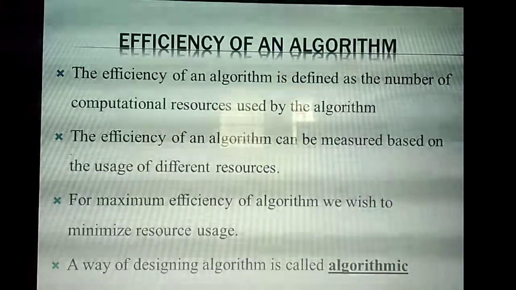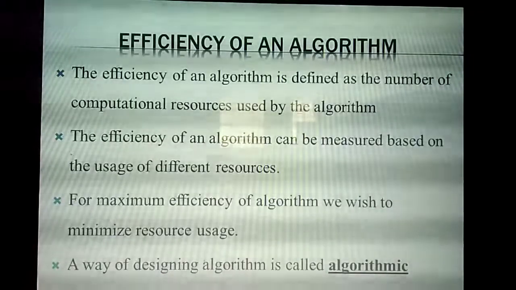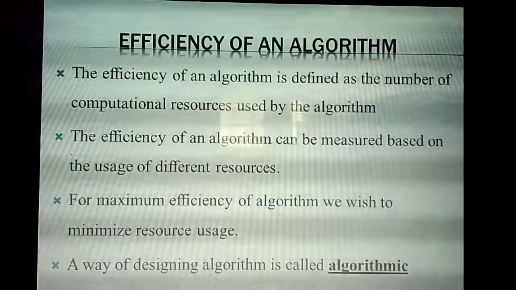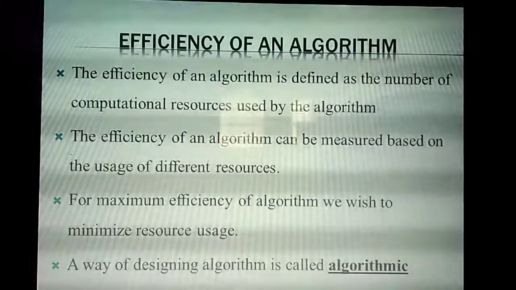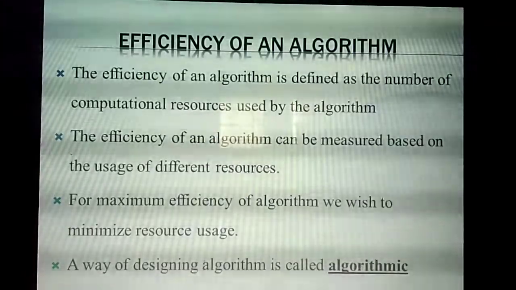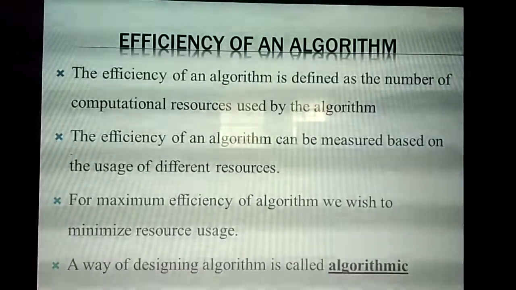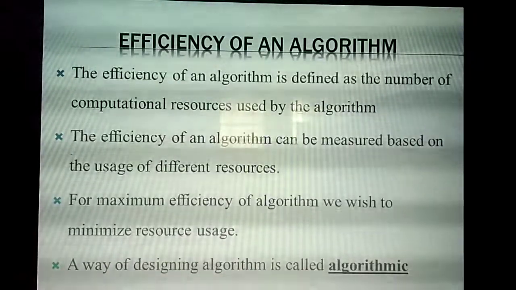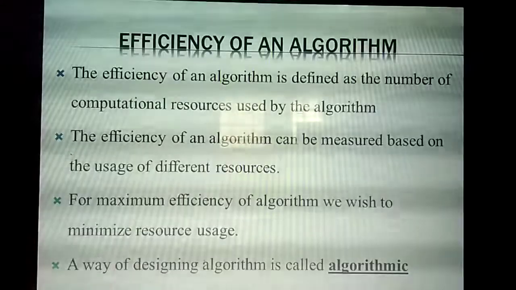So the efficiency of an algorithm is defined like this: efficiency depends on the computational resources used by the algorithm. So it is determined based on which one? Computational resources. For example, one best example I am telling.